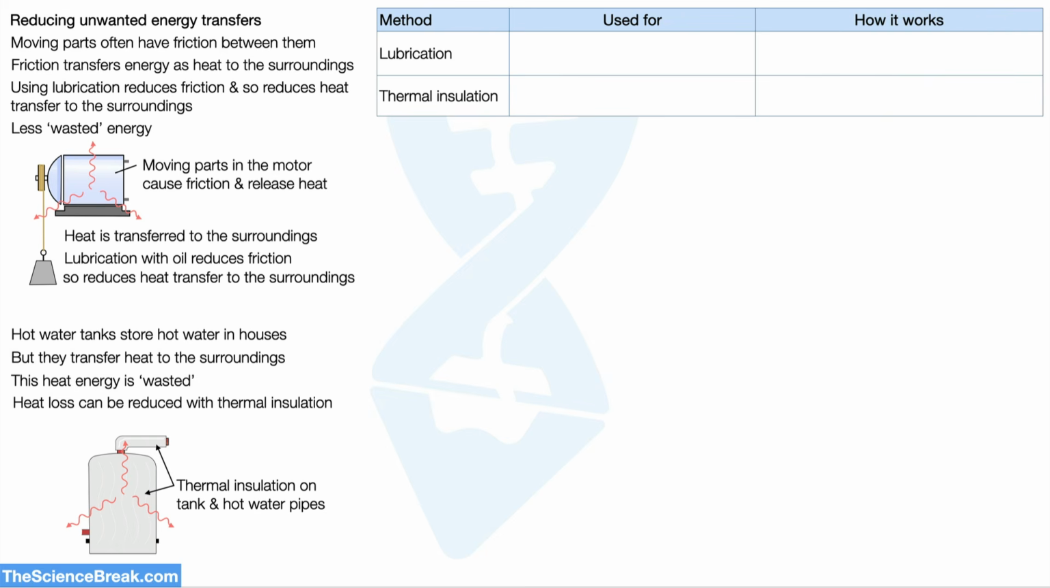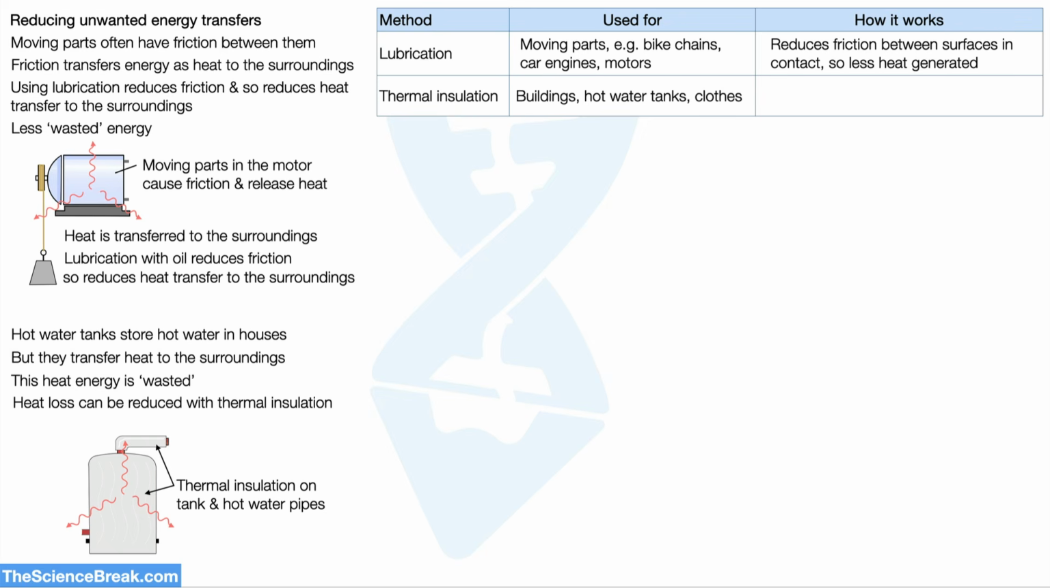So, 2 methods for reducing unwanted energy transfers. The first one is lubrication, and that's used for moving parts, for example bike chains, car engines and motors. And how it works is it reduces friction between surfaces in contact so less heat is generated. For thermal insulation, it's used in buildings to keep buildings warm, hot water tanks and even clothes to keep people warm. And how it works, there is less conduction, radiation and convection. We don't need to know huge details about convection, however, this is how thermal insulation works.